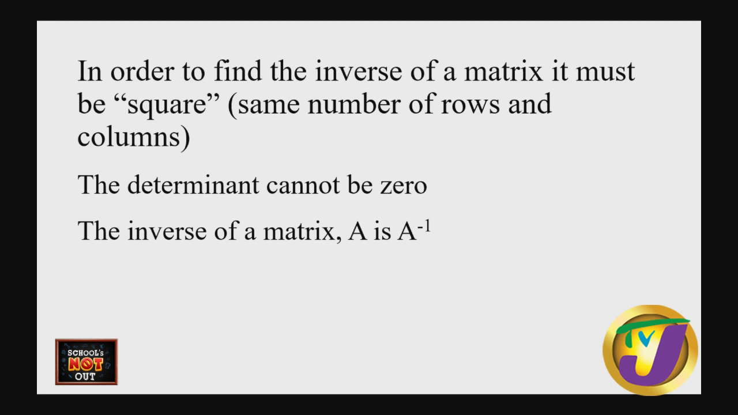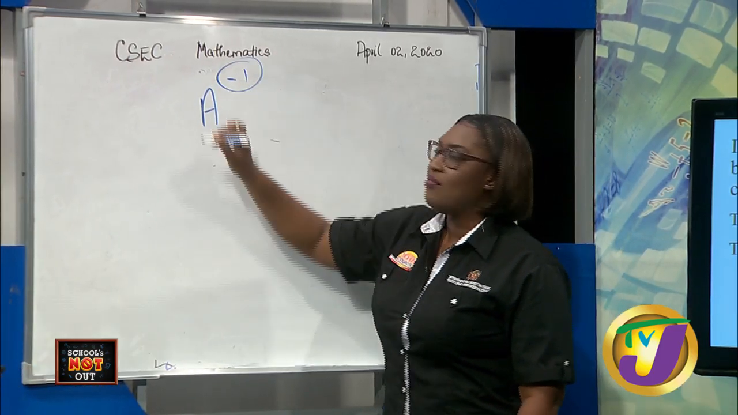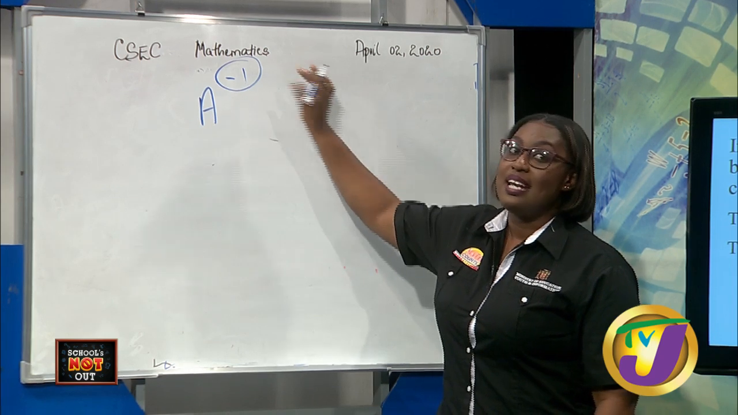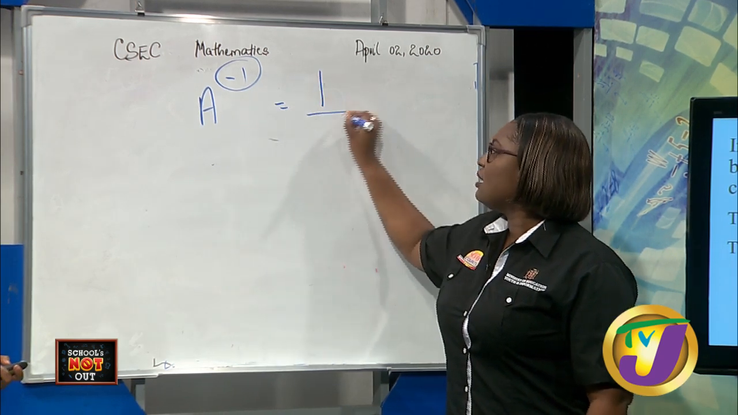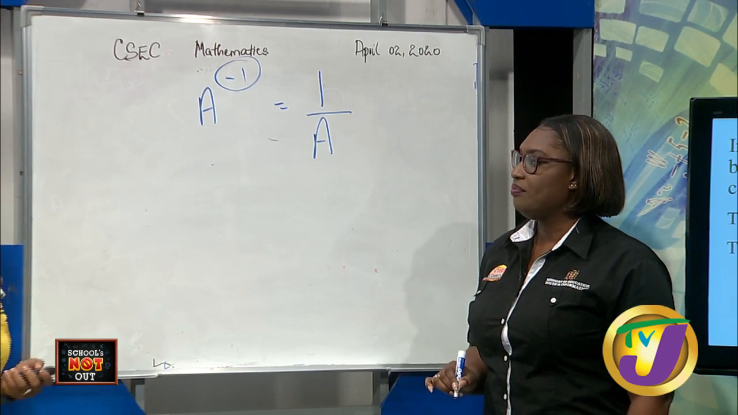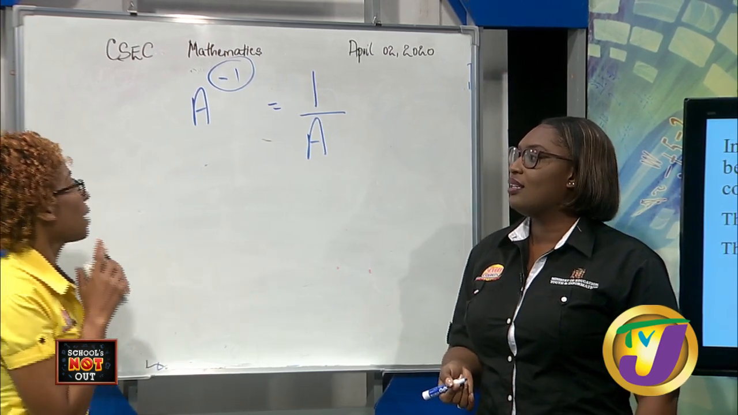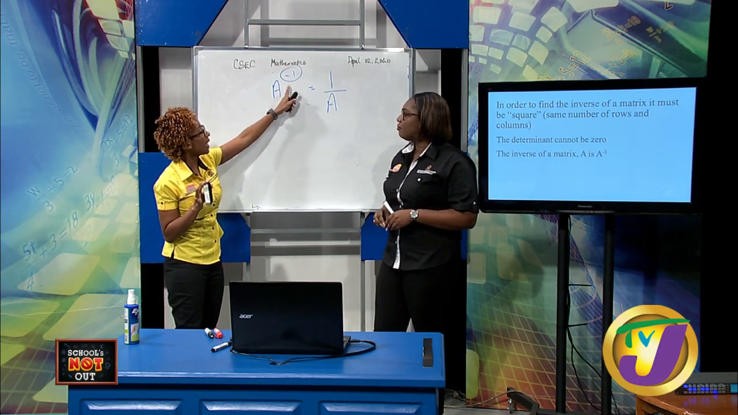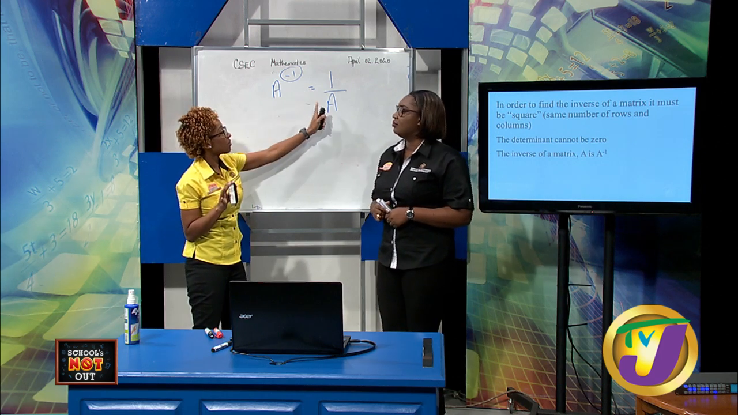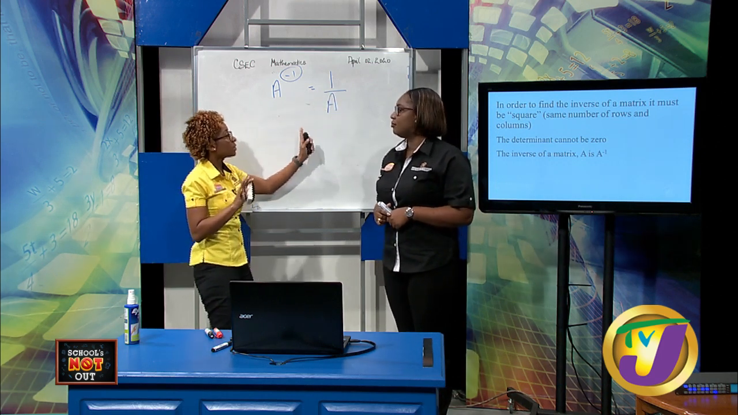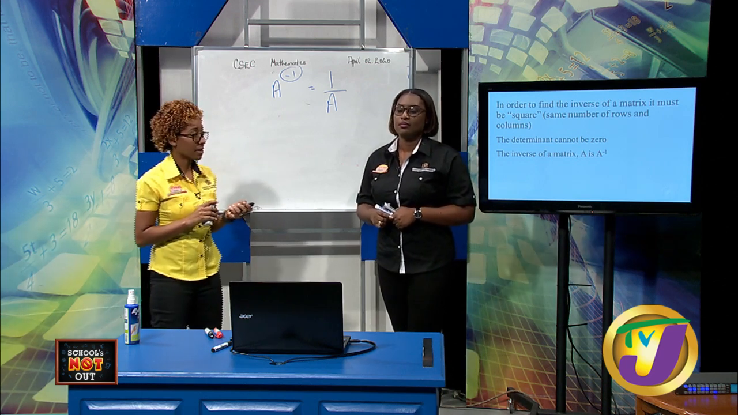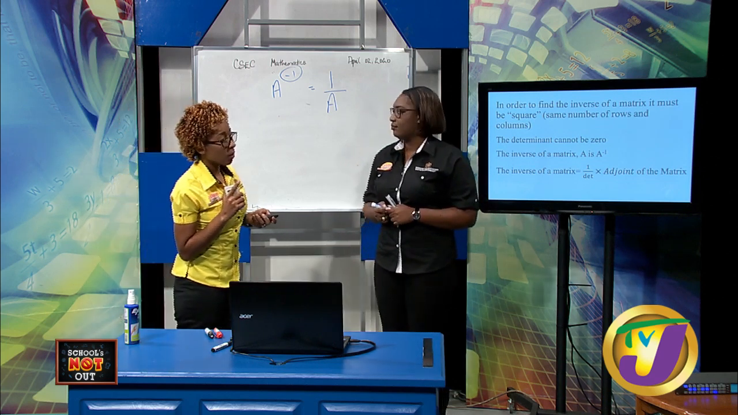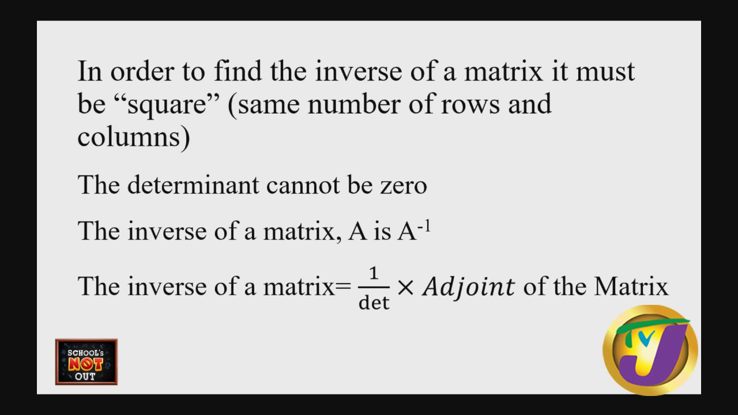Now, I'm sure you guys remember your indices, and we know that when we have any number raised to a negative index, it's the same as saying 1 divided by A. Or any letter, seeing that we're looking at A right here. Anything whatsoever that is raised to the power of -1 will give us 1 divided by that letter, number, or whatever it is. That's correct, Britni. And the inverse of a matrix is equal to 1 divided by the determinant times the adjoint of the matrix.